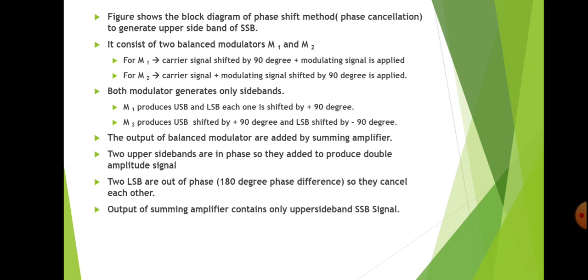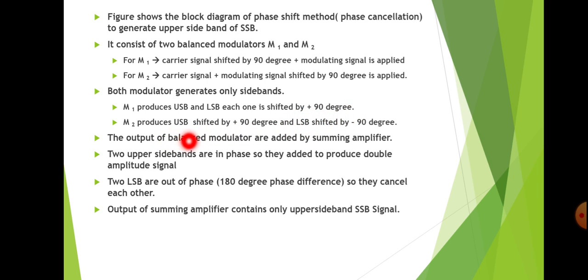So let us see the details. This consists of two balanced modulators M1 and M2. In the case of M1, it receives the carrier signal shifted by 90 degrees and the modulating signal directly applied. And in the case of M2, it will receive the carrier signal directly applied and the modulating signal will be 90-degree phase shifted. Both modulators generate only sidebands, that is, they will contain the upper sideband and lower sideband. Seeing the details, M1 produces the upper sideband and lower sideband. Each one is shifted by plus 90 degrees.